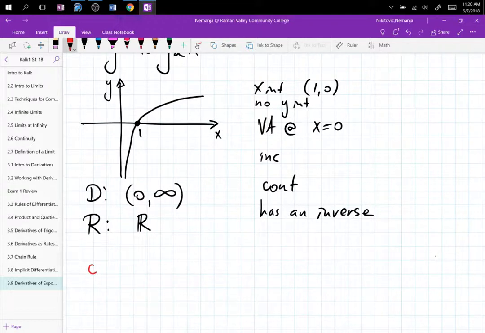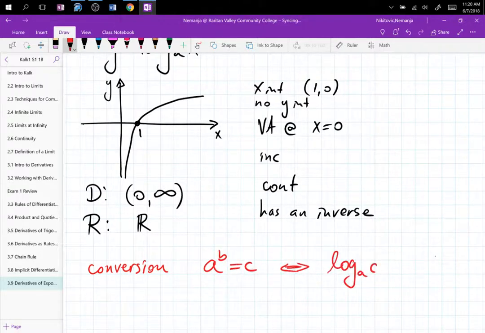So conversion is the most important formula, and that is that a to the b equals c converts into log base a of c is b. So this is the most important formula that you would write for logs.